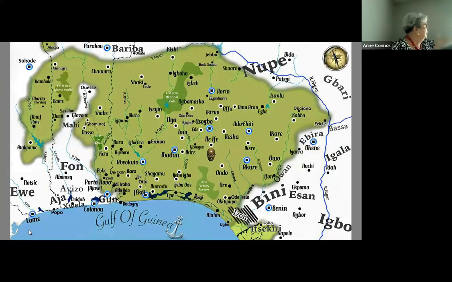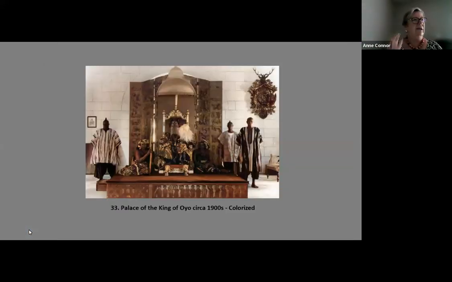And you can see with where you have the mask, Ife, this is where what used to be the Yoruba Empire. This is an old picture showing the palace of the king of Oyo around 1900. It's been colorized, and it shows the king in all his regalia with his attendants and slaves on both sides. So a lot of formal attires and decoration.